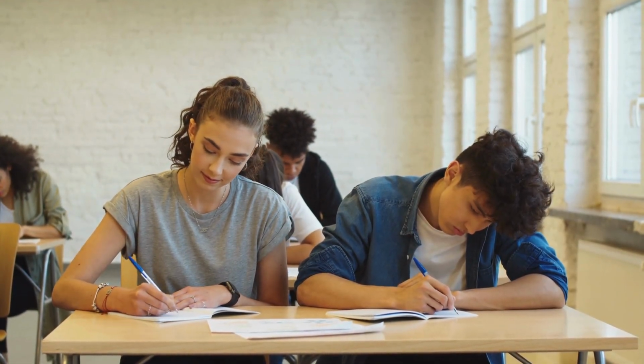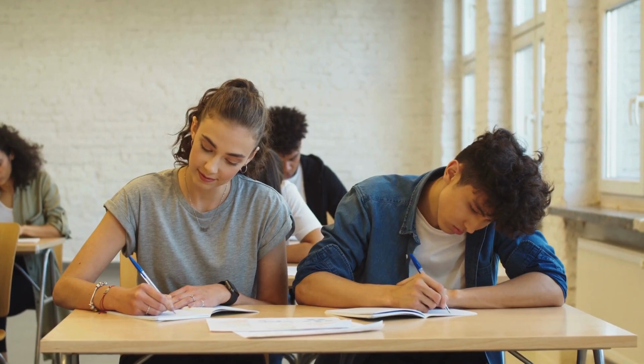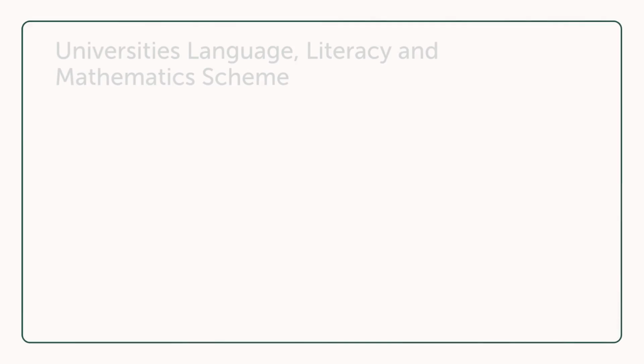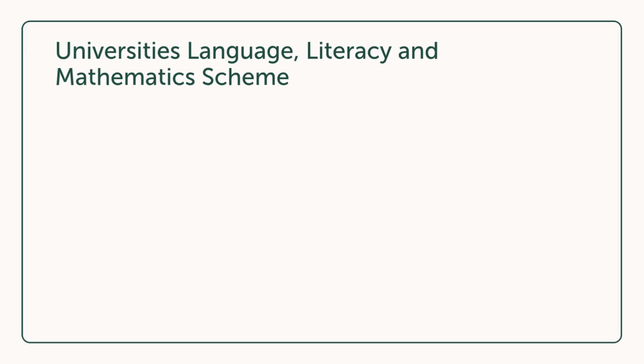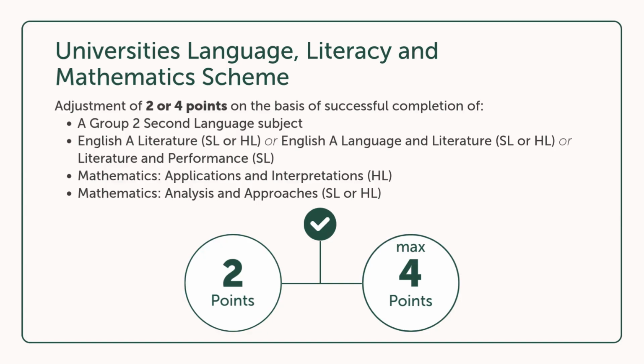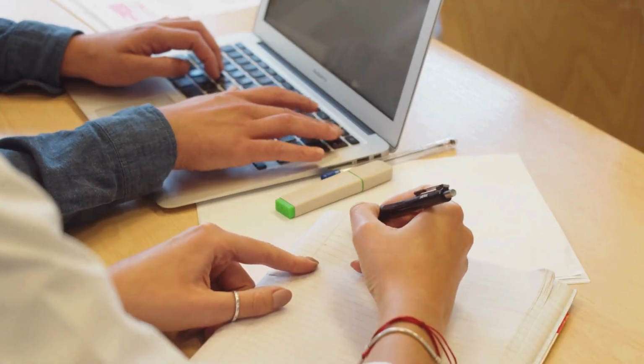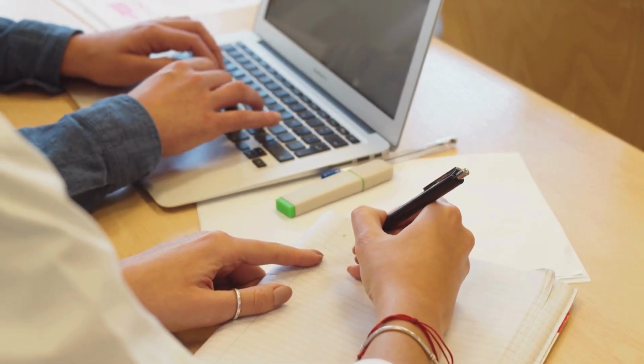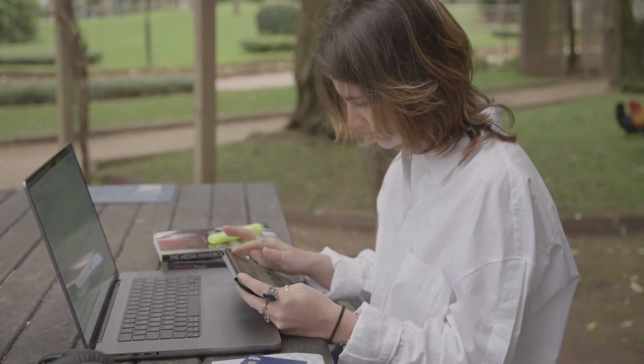Then we have the university's Language, Literacy and Mathematics scheme, which grants 2 points per subject up to a maximum of 4 points for successful completion of the subjects listed here. And you don't need to apply for these either. We'll know once we have your results which subjects you did and what your results were. While the equity scheme is available for all degrees, there are about 4 or 5 courses which don't use the Language, Literacy and Mathematics scheme. You can check the list on our website.